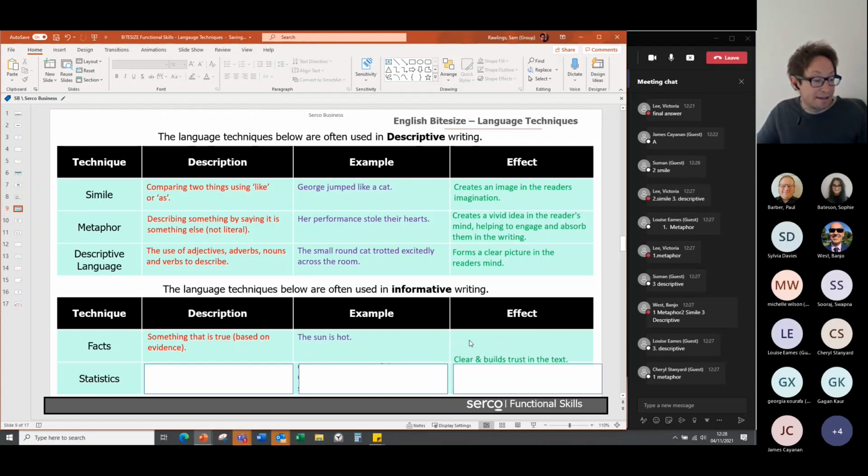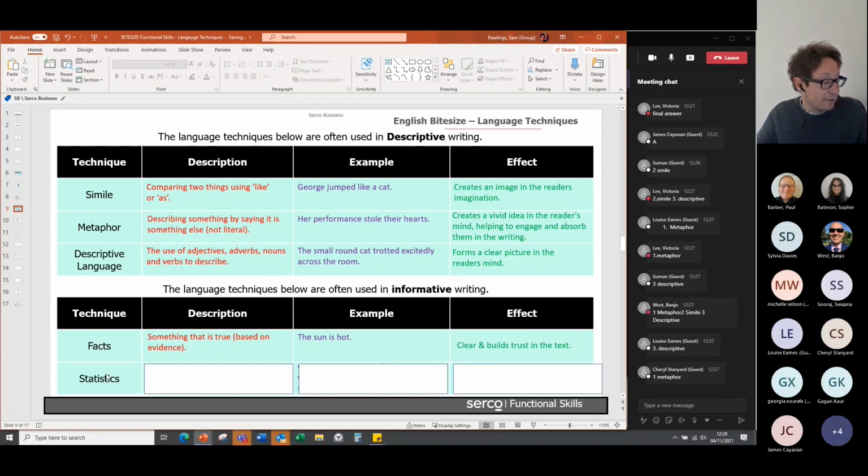The effect of a fact in a text is that, number 1, it's clear, and 2, it builds trust in the text as well. So if you're trying to give someone information or teach them something and you're using facts, that's obviously going to build a bit of confidence in the reader. And also it's a nice clear way to relay information as well.